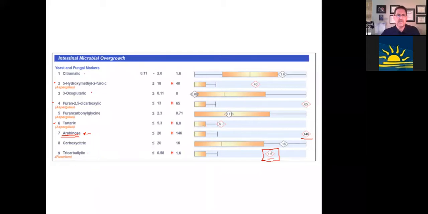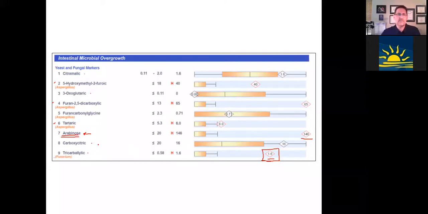Citramolic is linked to yeast, 3-oxyglutaric is linked to yeast, and then carboxycitric is also linked to yeast. Those aren't necessarily always species specific. It just kind of gives you an idea of yeast overgrowth within the digestive tract.